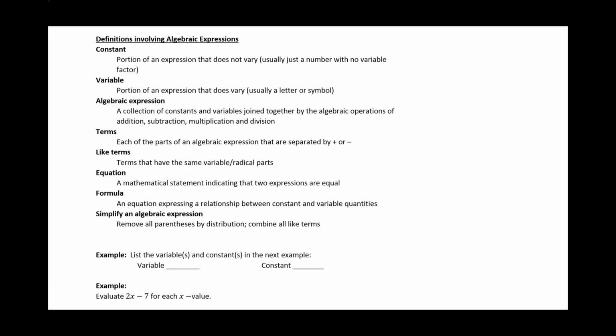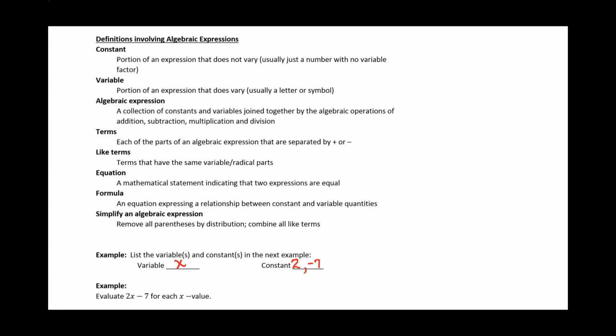Okay, it asks us to list the variables and the constants for 2x minus 7. So what's your variable in 2x minus 7? X. And what are your constants? 2 and 7. 2 and negative 7, yeah. We also sometimes refer to the 2 as the coefficient, the number in front of the variable, or the leading coefficient if it's the number out in front. That's some more terminology that we will encounter in the very near future.